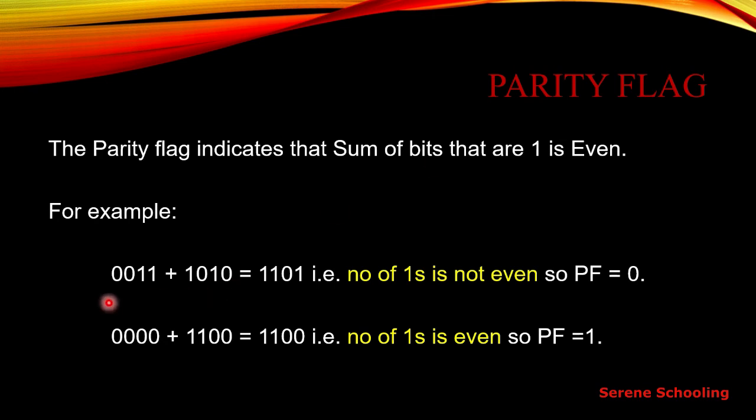For example, here you can see I'm adding two numbers and I'm getting this result. Now count the number of ones: 1, 2 and 3, which means the number of ones is odd, which is not even. So when the number of ones is not even, PF is going to be 0. But in this addition we have two ones. Now 2 is an even number. So PF equals 1, it is set to 1, which means that the number of ones in our result is even.